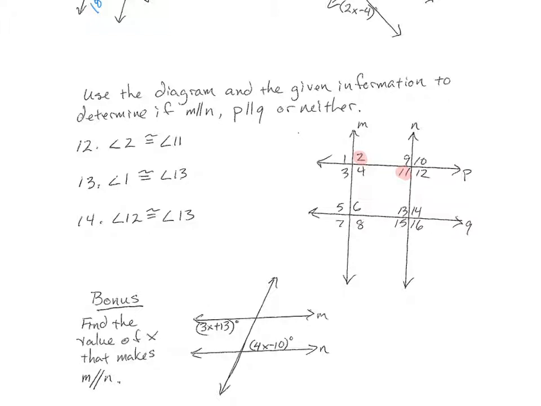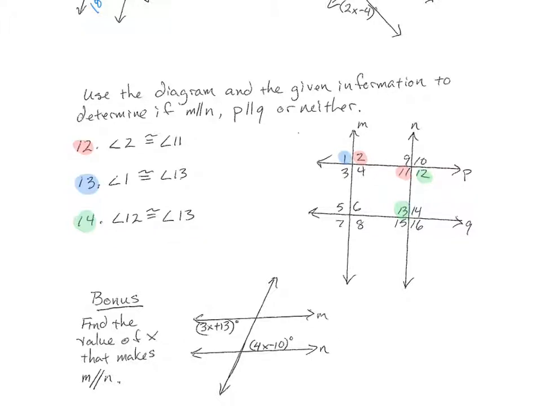Number 13, I'm going to color code 12. I'm going to color code 13 here. 13's blue. 1 and 13. Is that making any of these lines parallel? And then 14, 12 and 13. Are they making any of these parallel, or is it neither?